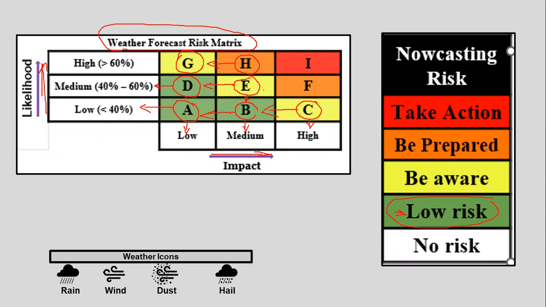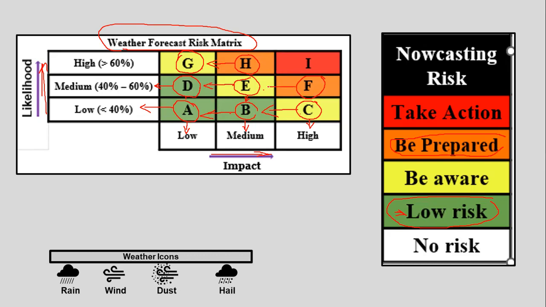So even though if it occurs, it can have some disruptions and damages, the likelihood that it will occur is low. And so if you have C, you are just going to be aware of such events likely to occur. But once this C is changed to F, the color changes to orange. Then orange means you have to be prepared.